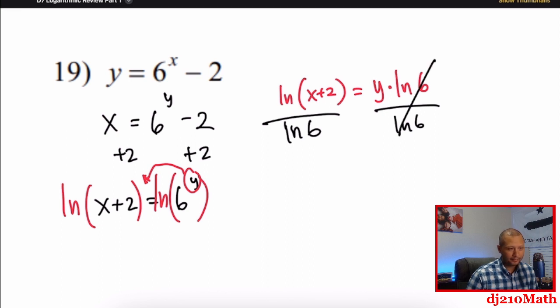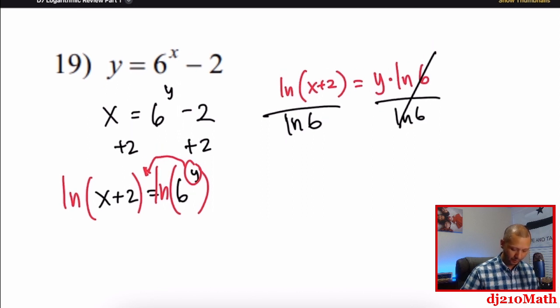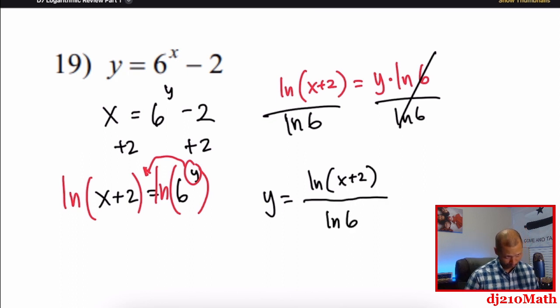So on the right-hand side, they cancel. And basically our final answer is y equals ln of x plus 2, this is a number, over ln 6, which is another number, right? Two completely different logs. You can't combine these using our condensing methods. They're two separate logs being divided. There's no property that combines them.